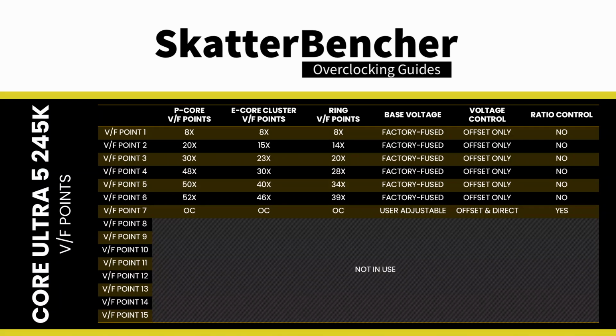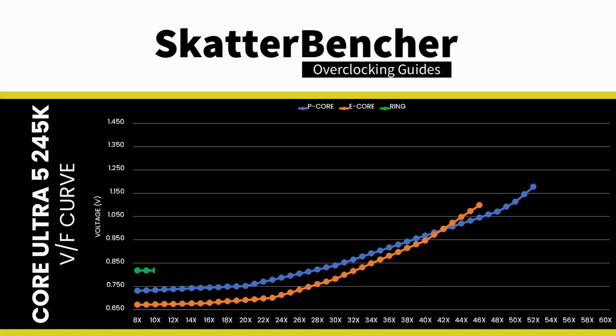The Core Ultra 5 245K ring has its own VF curve, which is defined by up to 7 VF points. The first 6 VF points are factory fused, and the last point is mapped to the OC ratio. Oddly enough, while the default ring frequency is 3.8 GHz, the VF curve is actually defined up to 3.9 GHz. Here's the ring VF curve for my specific Core Ultra 5 245K. The voltage is about 818 mV at 800 MHz, all the way up to 2.8 GHz. Then it increases to 1.136 volt for VF.6 at 3.9 GHz.